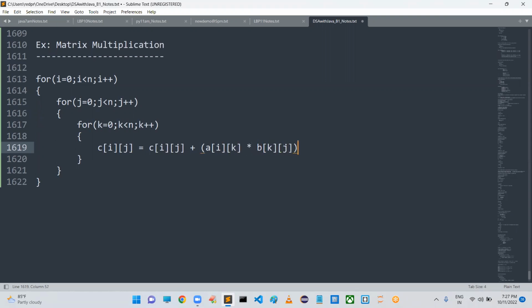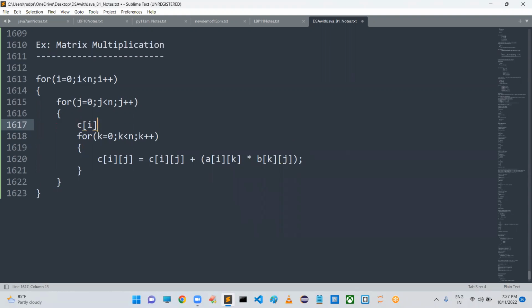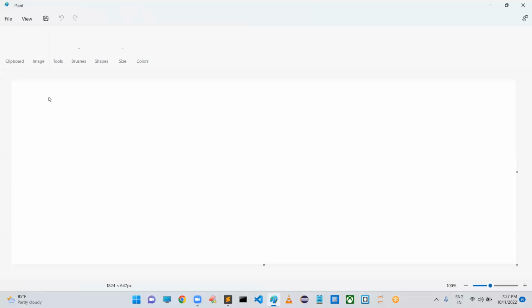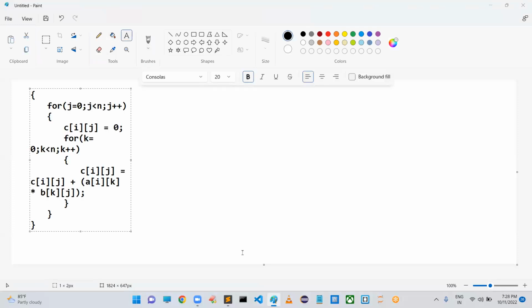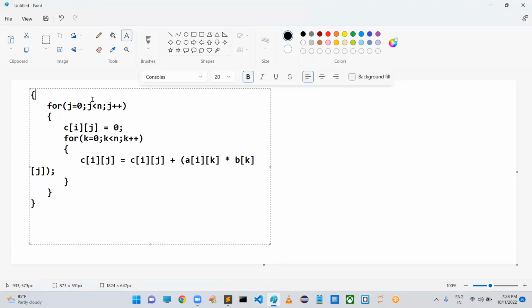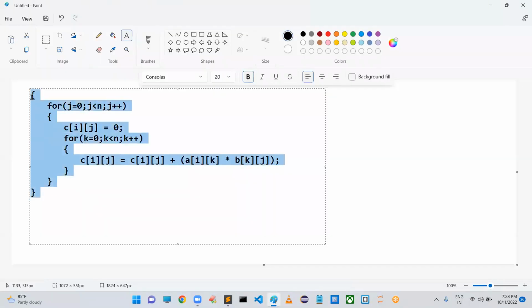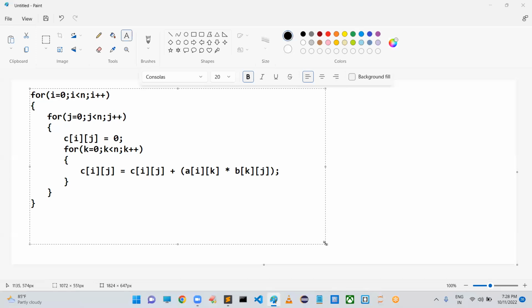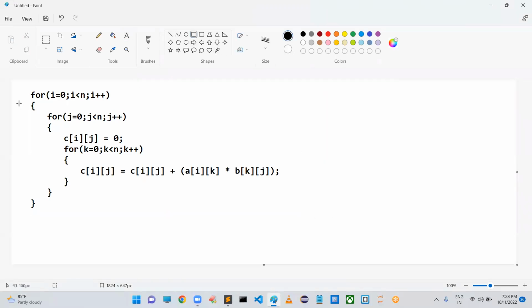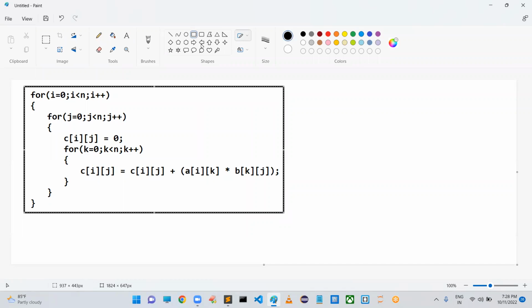Sir, it is not like normal matrix addition. It is somewhat different. So I will explain this matrix multiplication first with the help of some example, then you people will get some idea. So this is the for loop that we have. Now listen carefully, I'm going to explain how this for loop is going to function.